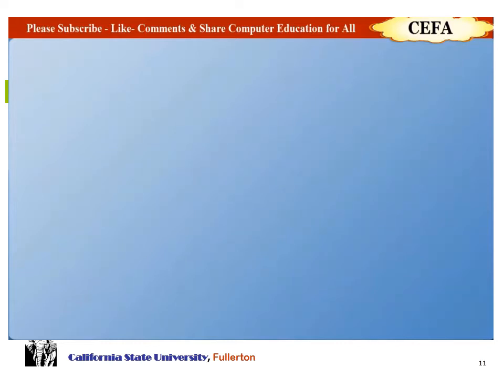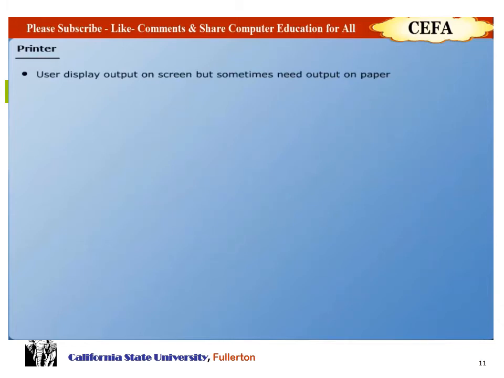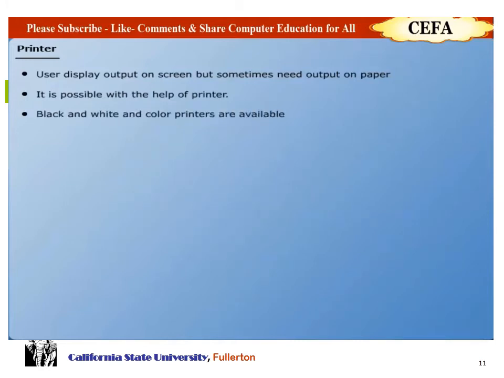Printer. Normally, a user displays the output on the screen, but sometimes a user also needs to take the output in the form of a paper, which is possible with the help of a printer. Generally, a printer may be black and white, but color printers are also available. Printers are different in types.